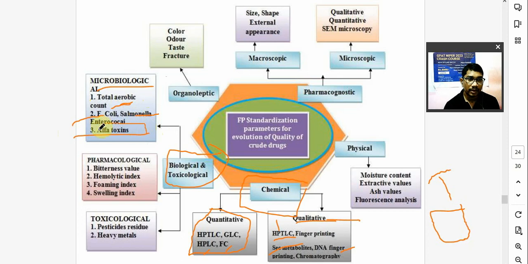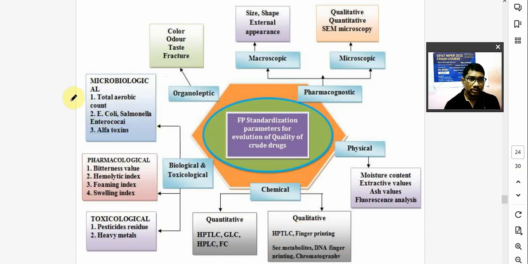Then hemolytic index, for that it is done on ox blood. Saponin glycosides are the standard for hemolytic index. After that comes the foaming index, for which saponin glycosides are also used. For swelling index, isabgol is used as a standard. You have to remember these standards too, as questions come on them.